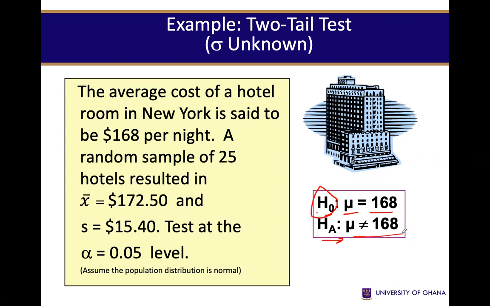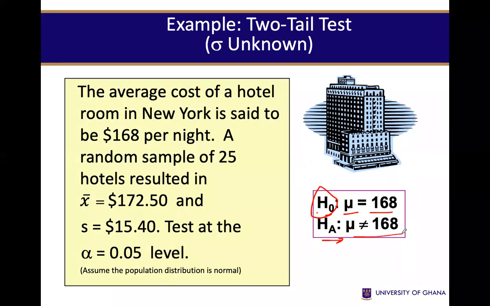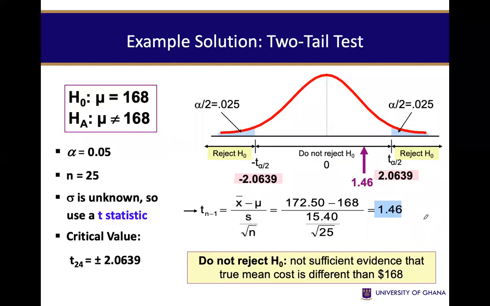So the first thing we would look at is, of course, let's identify our variable of interest. Our variable of interest is basically the average cost of the hotel room. Then you specify the hypothesis: the null hypothesis is such that mu is equal to $168, and the alternate hypothesis is such that mu is not equal to $168.